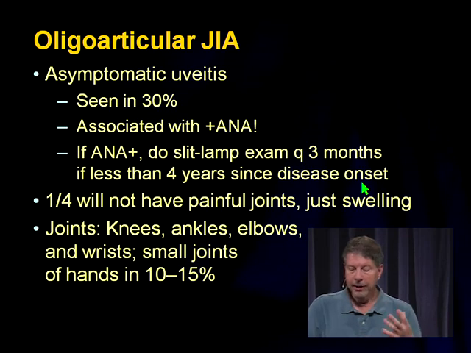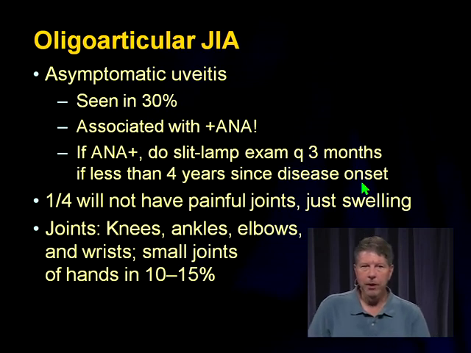A quarter of these kids won't have joints that are painful, they'll just have swelling. But it will be definite arthritis. You'll have swelling, or you'll have abnormality. It won't just be arthralgia. You'll have to see something abnormal there. Most common joints are the knees, the ankles, elbows. Common to test will give you the knee and the ankle. You can get small joints, hands of the joints involved too.